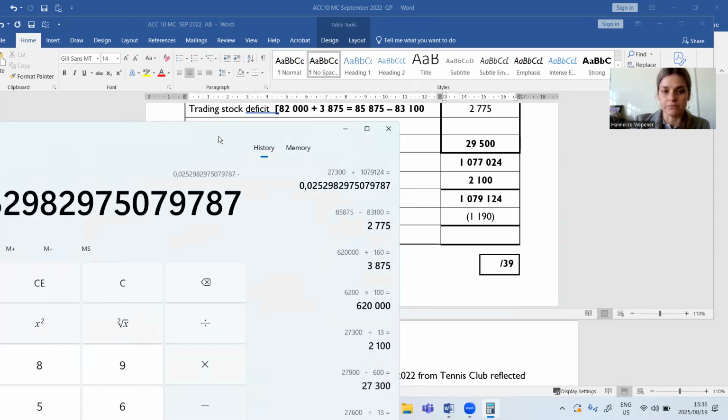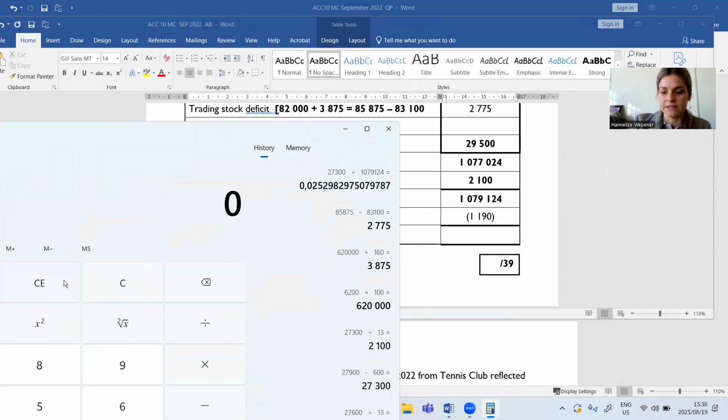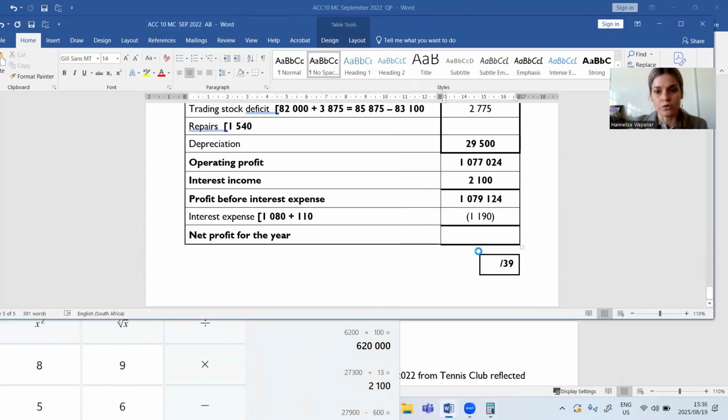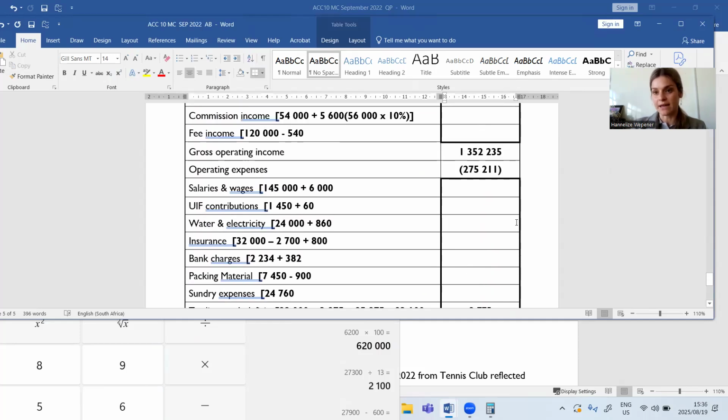1,079,124. Oh my gosh, what did I do now? 1,079,124 minus 1,190. There you have it. That is your net profit for the year. Okay, so please remember to complete all of the totals so that you don't have any blanks here. And that is your Saki.